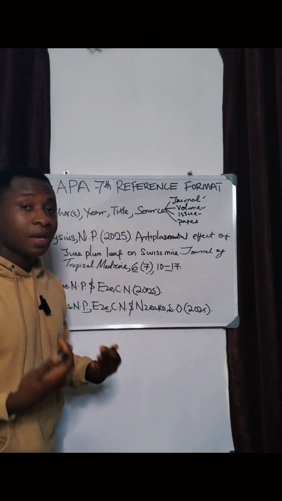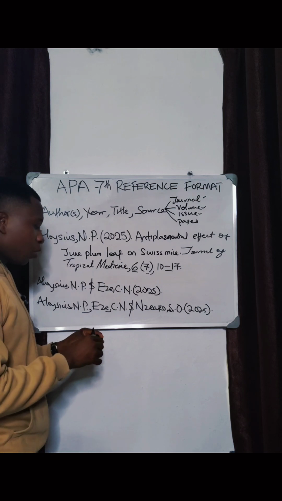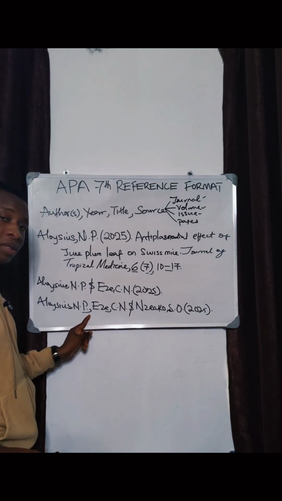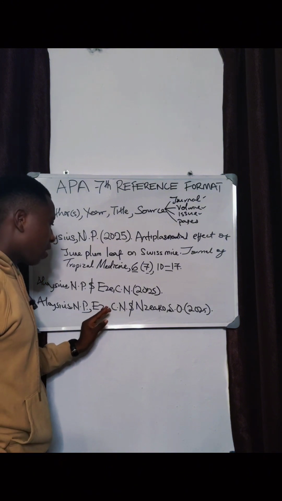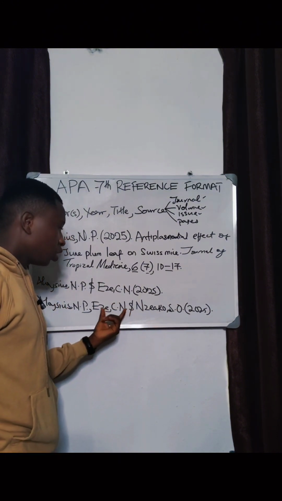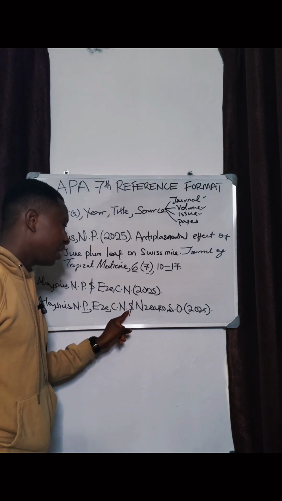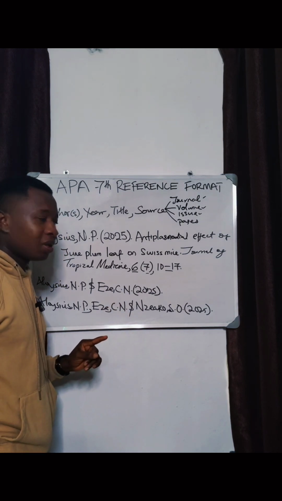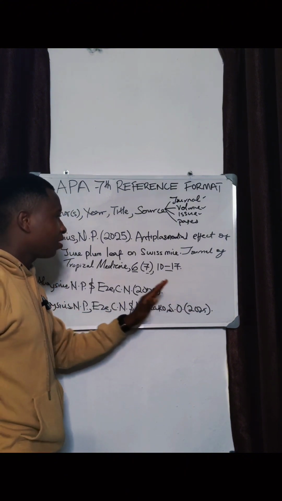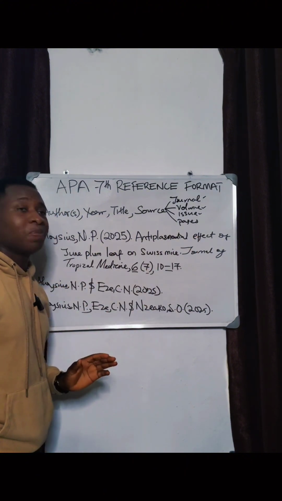Now for 4 authors, it's the same thing. The only thing is that the author before the last author should not have a comma, just like this. Okay, so there is no comma for the author before the last author. So the author before the last author will always end with a full stop, then followed by an and before the last author. Every other thing remains the same, like I have explained earlier.